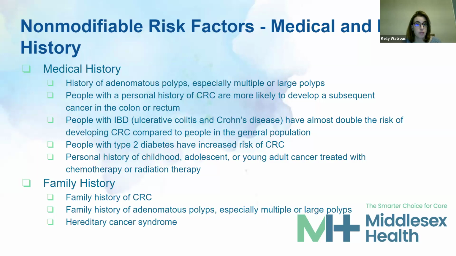A non-modifiable category of family history includes if there's a family history of colorectal cancer, and also if there's a family history of adenomatous polyps. Hopefully that'll be a takeaway from tonight that just as much as colorectal cancer history matters, it really matters if there's a polyp history in either yourself or your family as well. And then if there's a hereditary cancer syndrome in the family, that would affect risk as well.